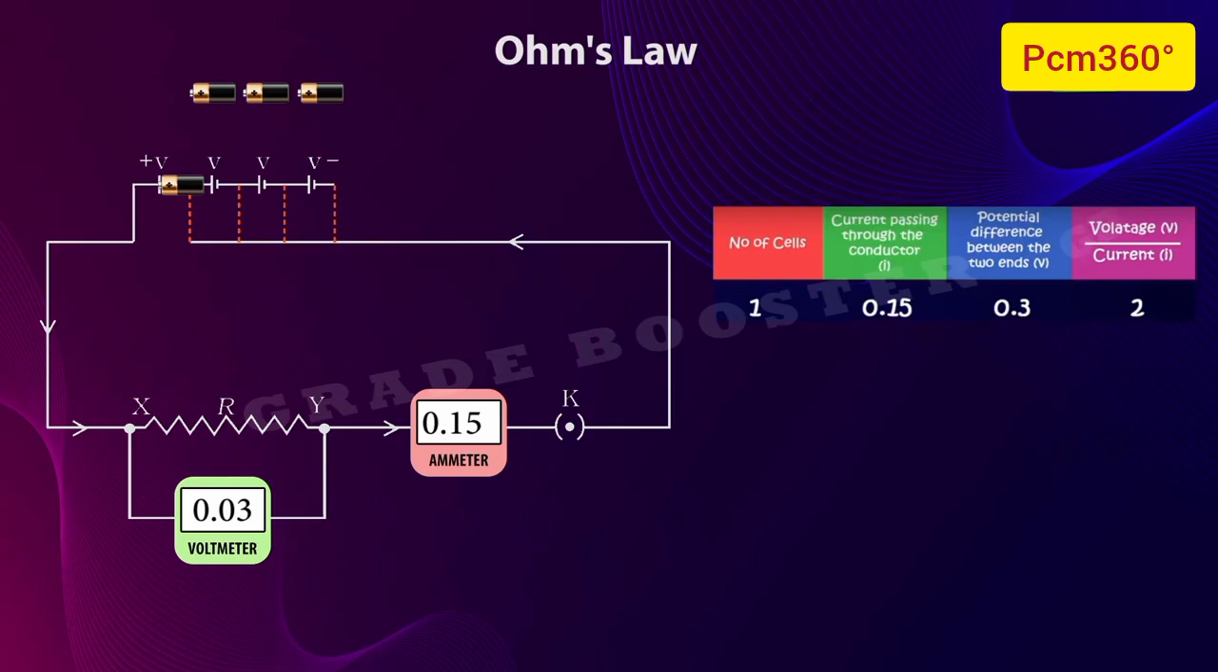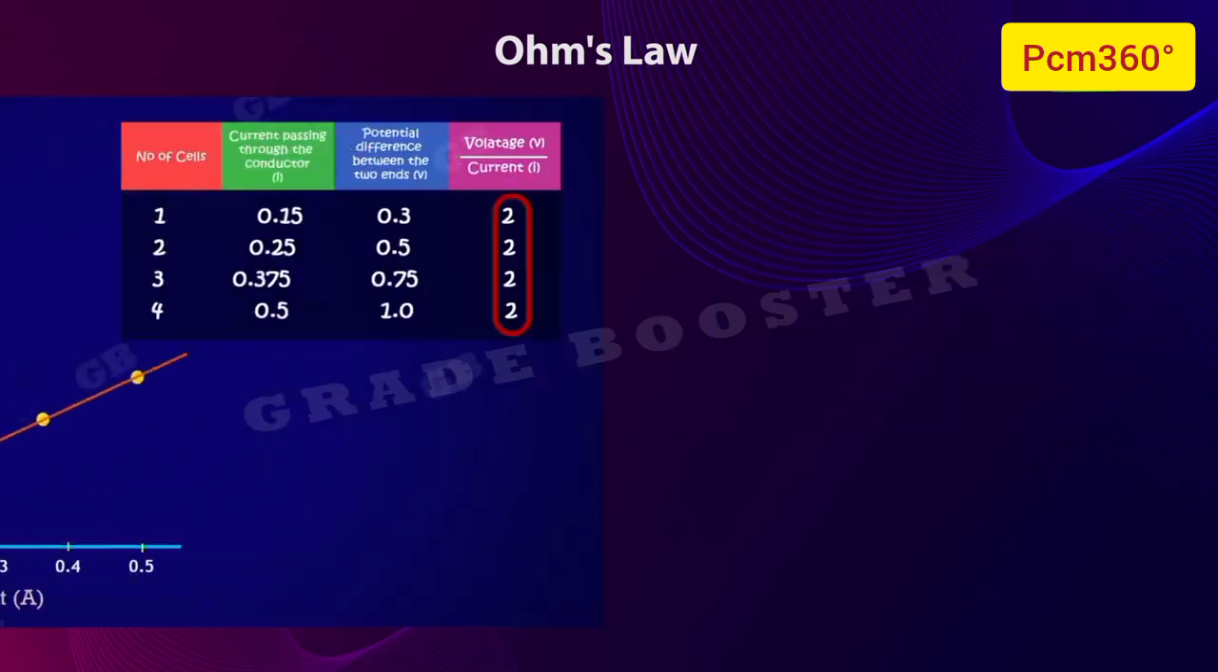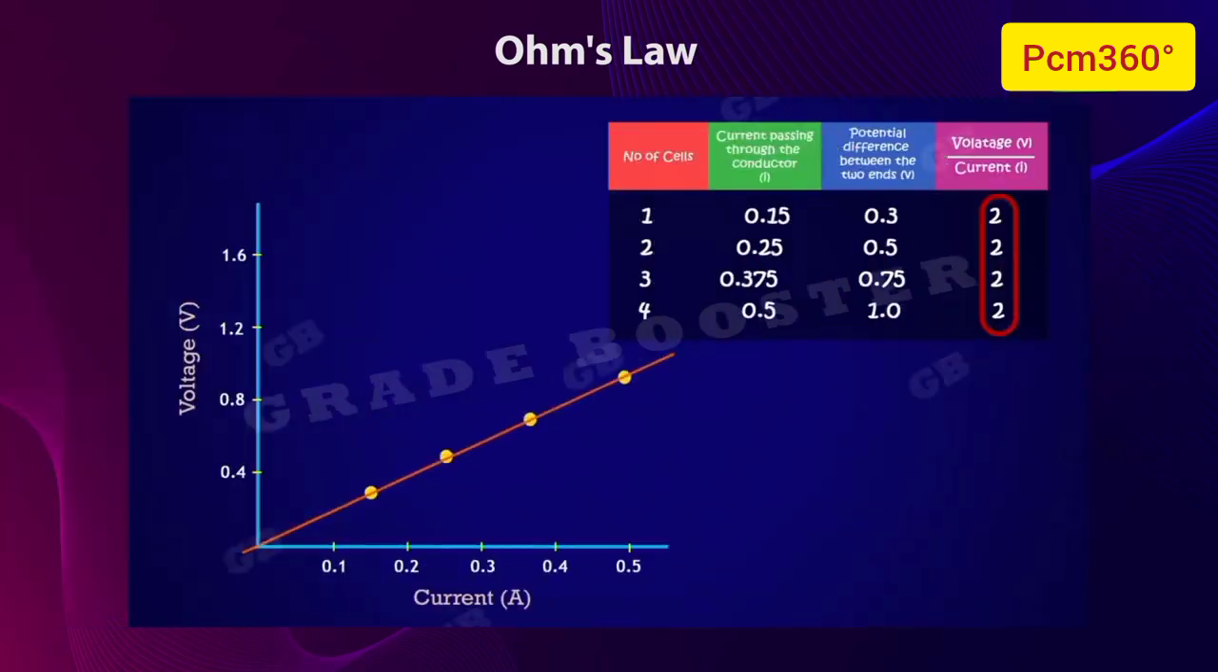Now let us add one more cell to the battery and note down the readings. Take the readings with 3 cells and next with 4 cells. Now let us observe the table and the values recorded. Now plot these values on a graph having current flow on x-axis and potential difference or voltage on y-axis.